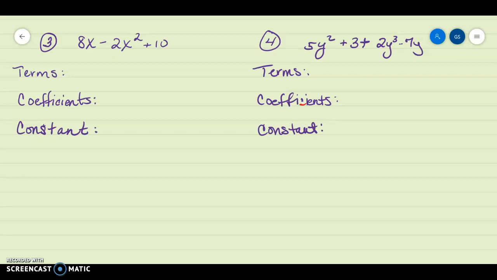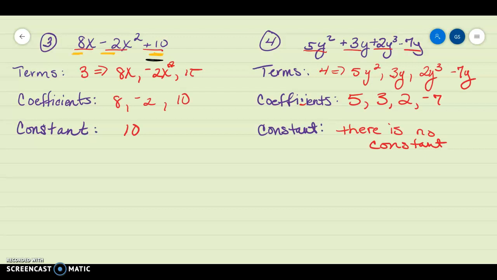Once you have all that written down, hit pause and work on those, and when you're done, come back and I'll have the answers up for you. Then you'll be all done for today for math. Okay, here are your answers. Hopefully you did okay with them.